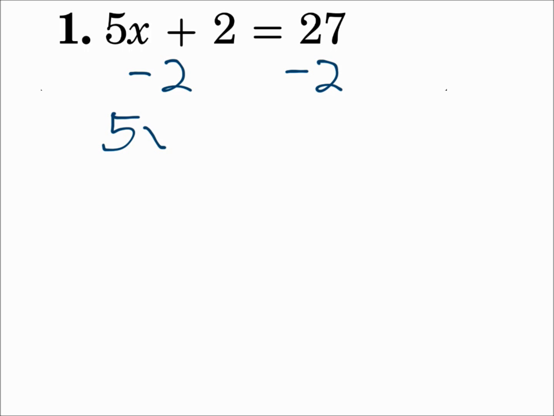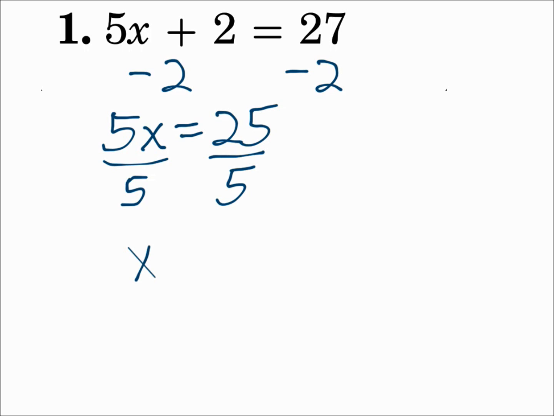The 2 cancels on the left, leaving 5x. 27 minus 2 is 25. Now get rid of the 5. That's 5 times x. Do the opposite and divide both sides by 5. 5's cancel on the left, leaving x, and 25 divided by 5 is 5. Remember, take care of any complicated fractions first, then add or subtract, then multiply or divide.